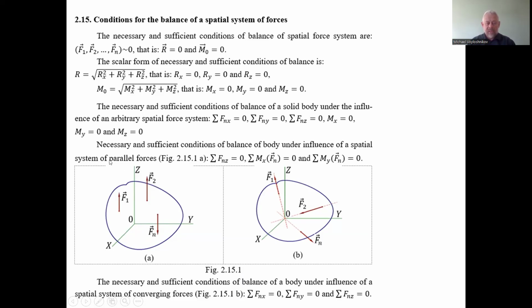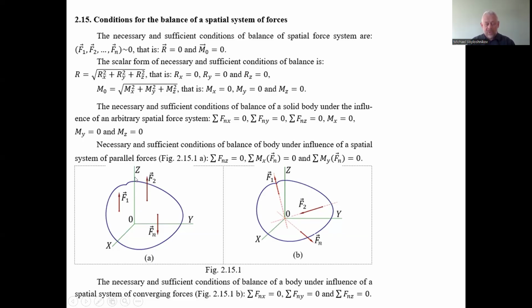So for the parallel system of forces we have three necessary and sufficient conditions of the equilibrium of the system of forces. The first is that the total of projections of forces on the applicate axis has to be equal to zero. Yes, because these projections on the abscissa and the ordinate axis are zeros each.